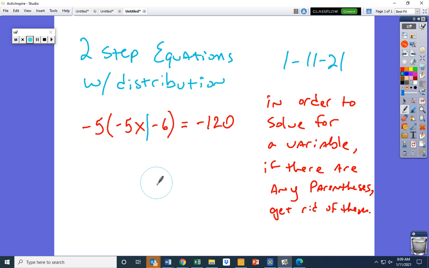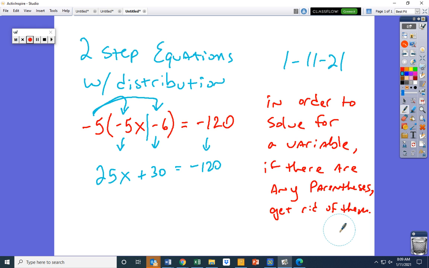Nod, please. Okay, good. So what I'm going to do is multiply this. You guys remember doing this? Times that. What's negative 5 times negative 5x? Negative 5 times negative 5 is already what? Okay, so 25 and then x, right? And then I have negative 5 times negative 6, and negative times a negative gives me a what? So plus 30 equals, and then bring this down, negative 120.